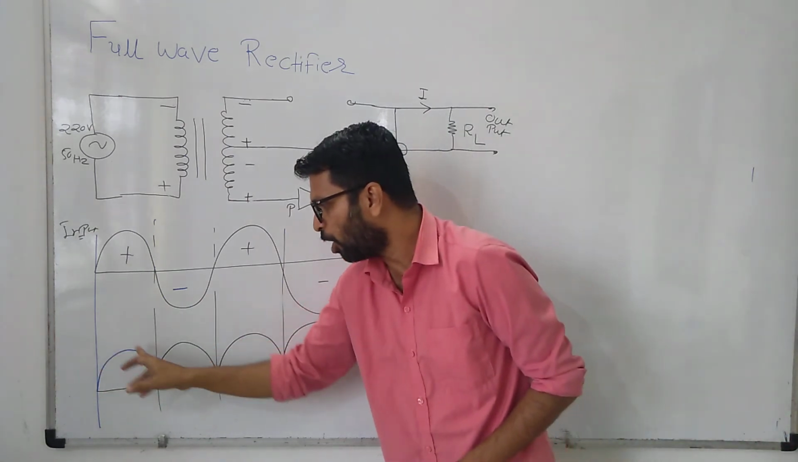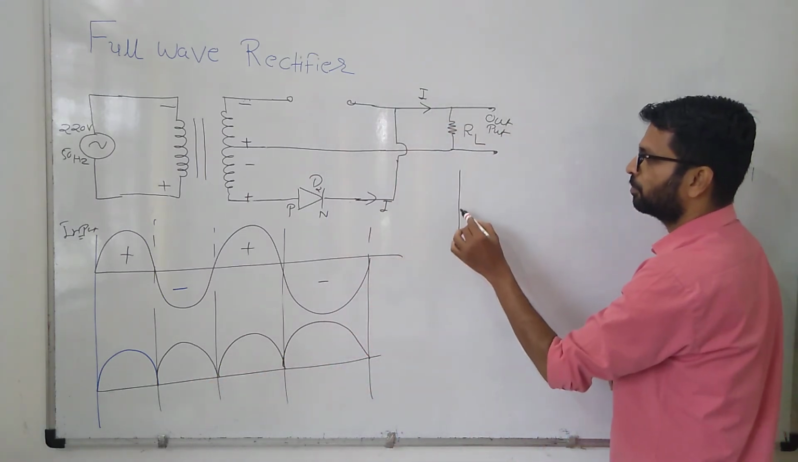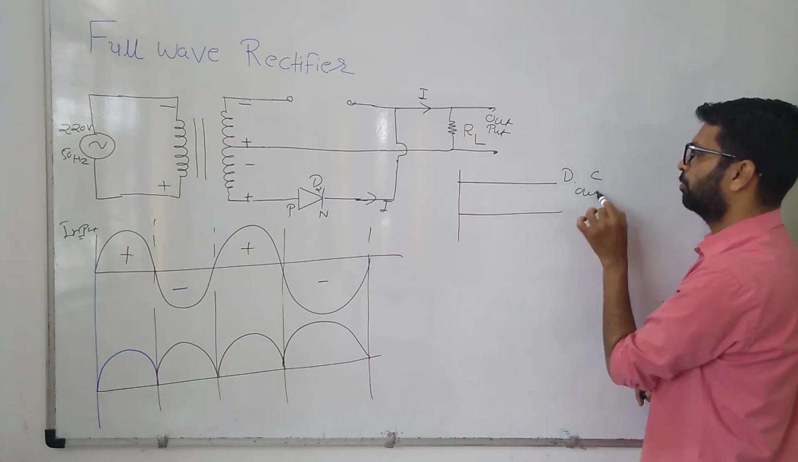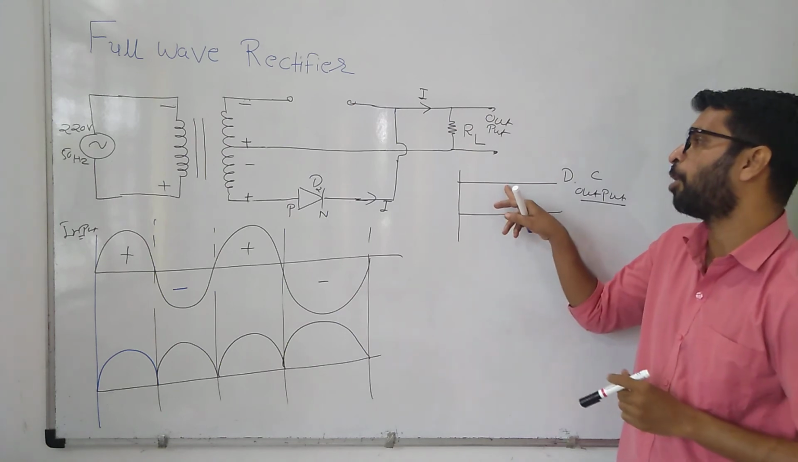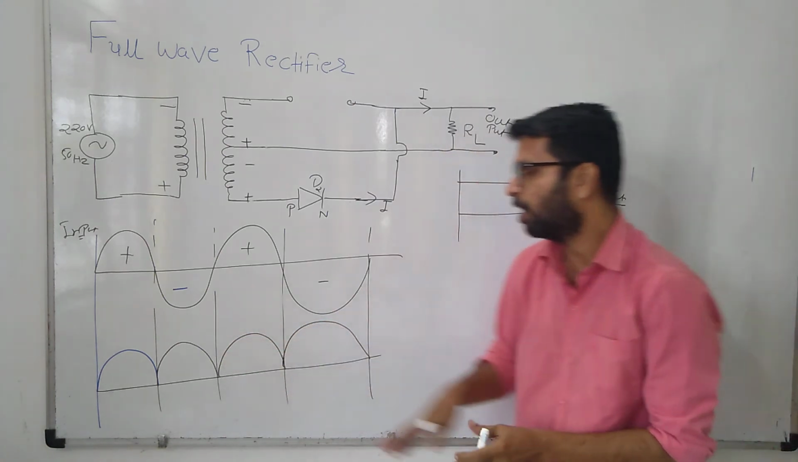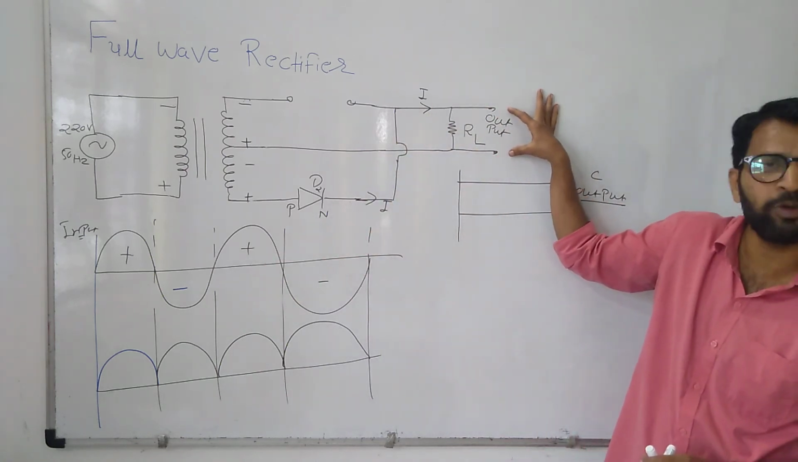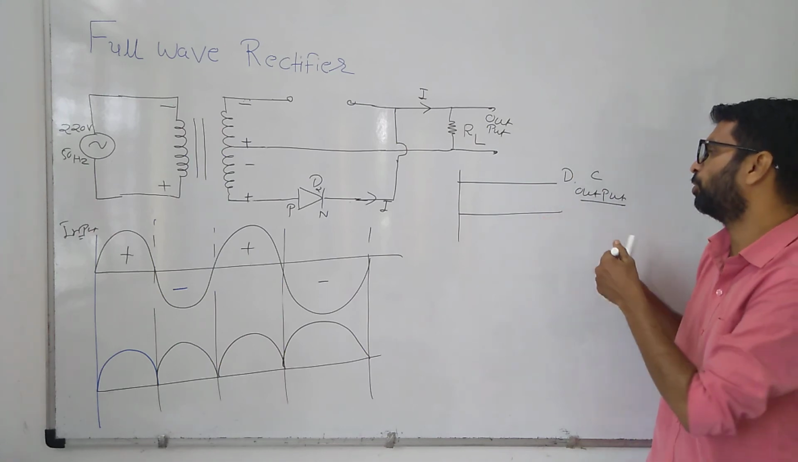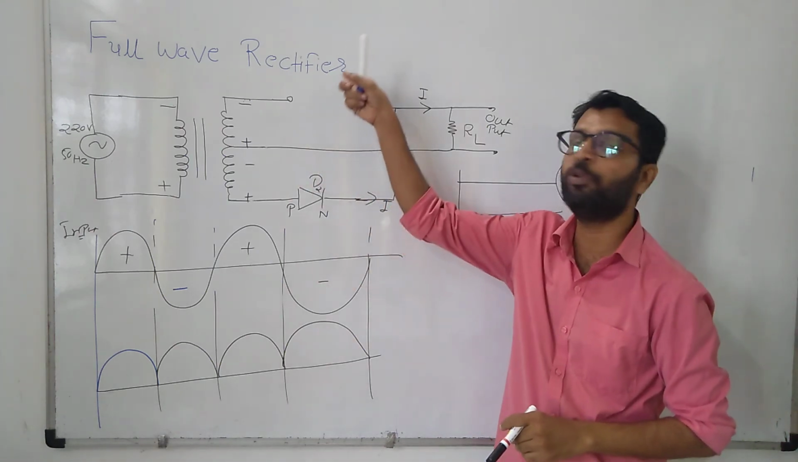This output is not pure DC. Pure DC output looks like this. This is pure DC output. To get this type of output, we connect an RC filter at the output side, and then we can get this type of DC output. In this manner you can understand what a full wave rectifier is.